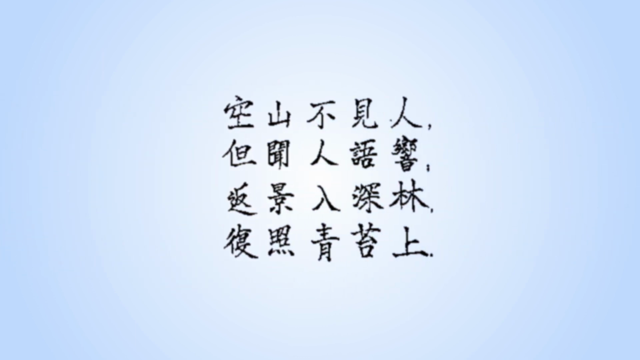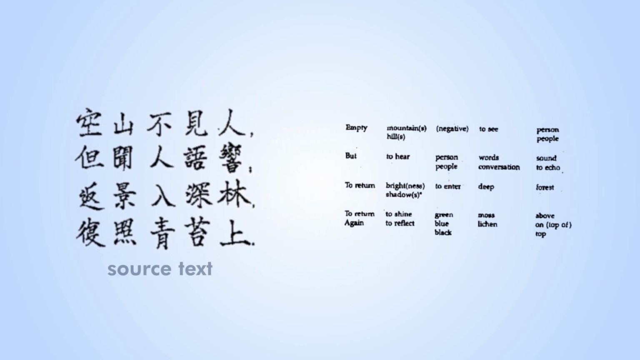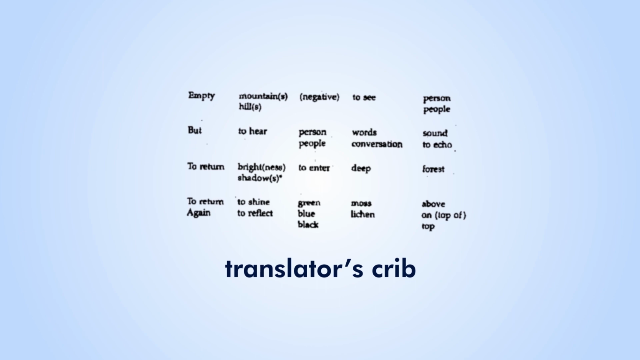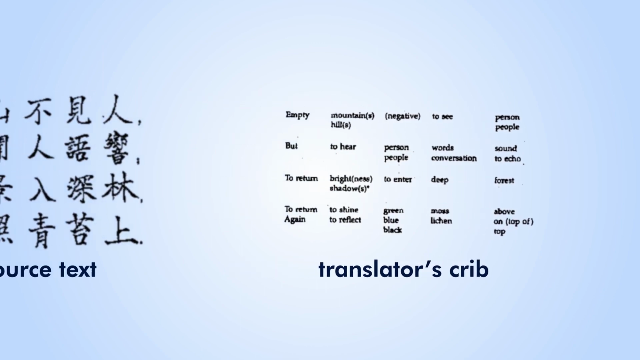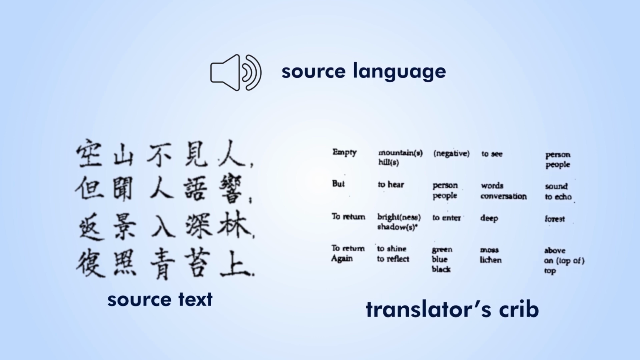Take this poem by 8th century Chinese poet Wang Wei, for example. On the left, we have the source text. On the right, we have what is called a translator's crib, or a document with close lexical definitions for each word or character of the poem. Cribs are a basic form of word-for-word translation and are sometimes used by translators as a reference point when translating a source text. First, let's hear the poem in the source language. If you don't know Chinese, you can follow along a little using the crib.